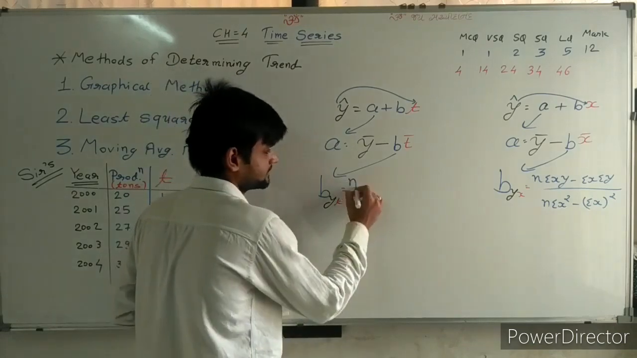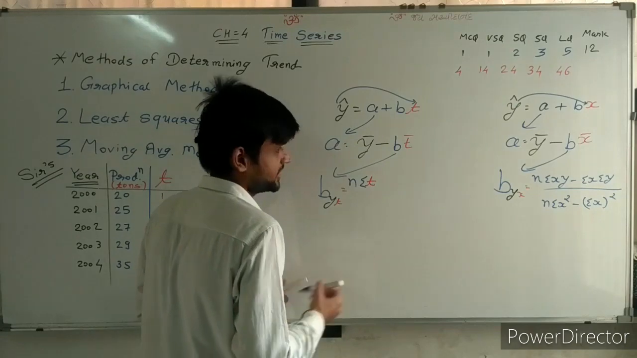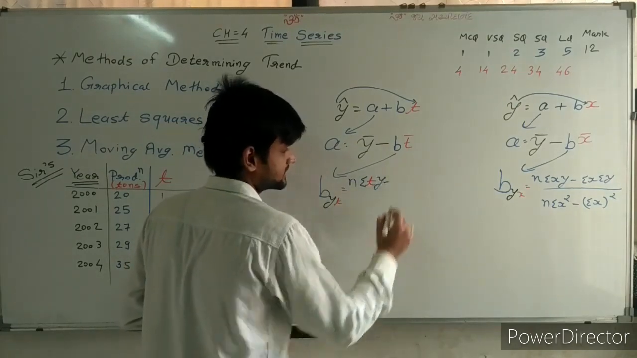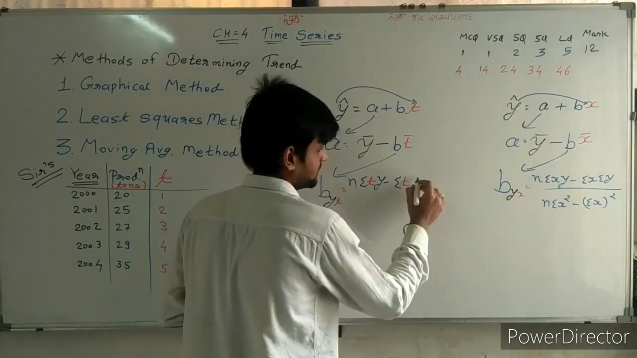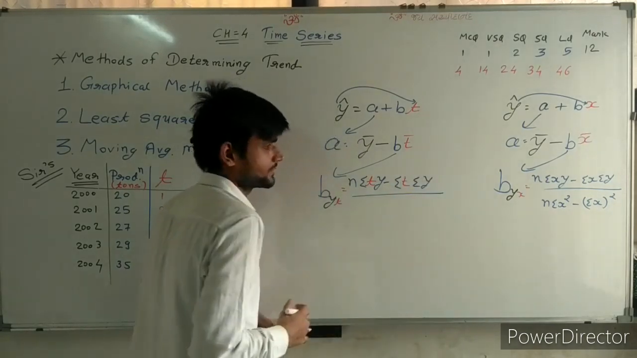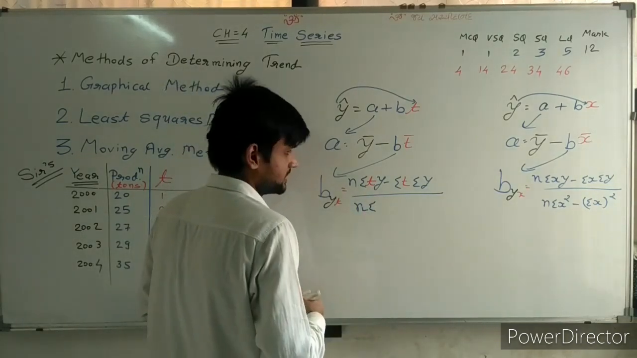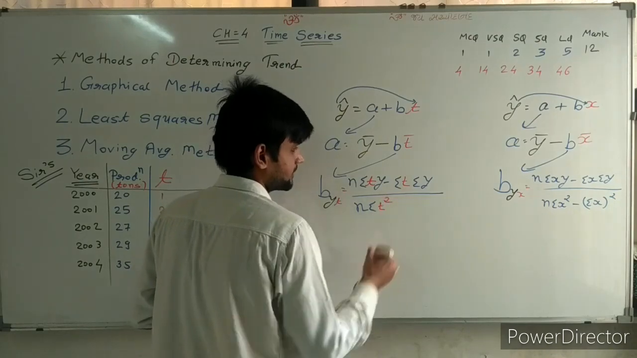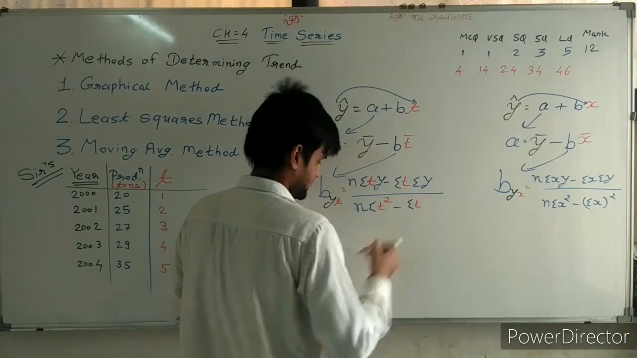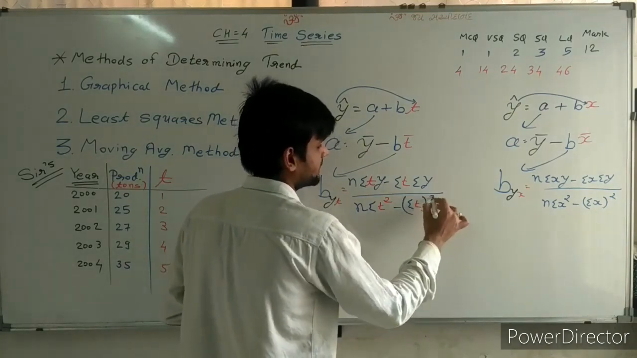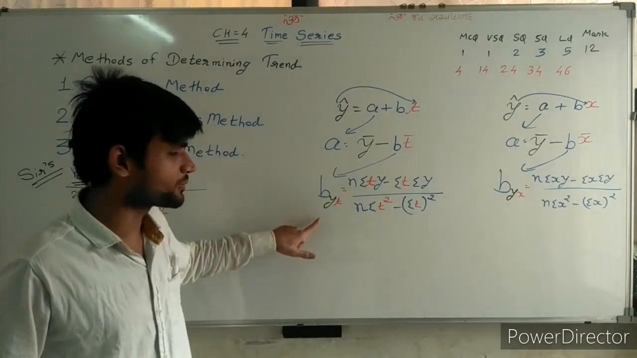So n sigma ty minus sigma t sigma y, divided by n sigma t square minus sigma t whole square. This is the formula which can be used for b of y on t.